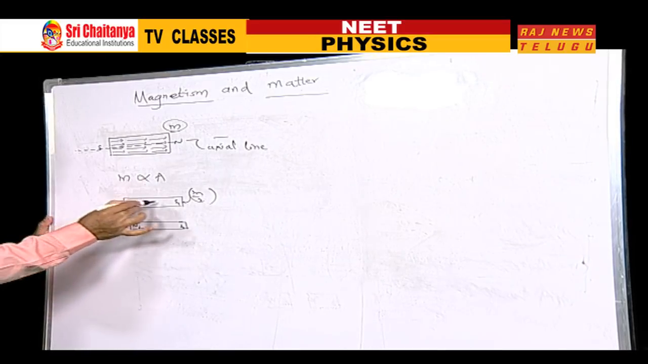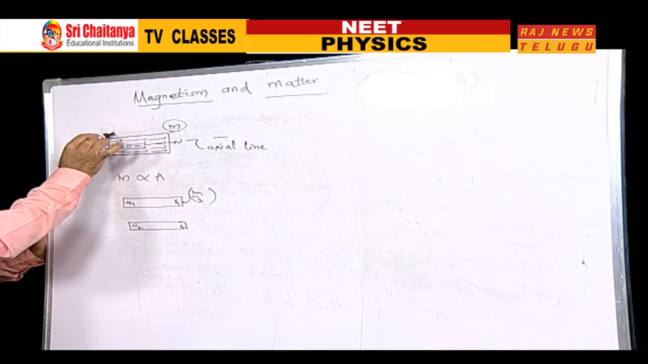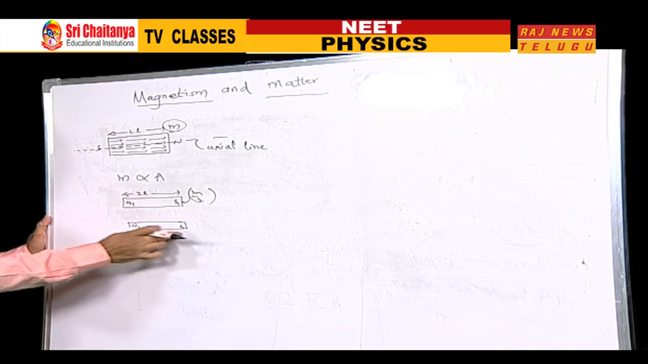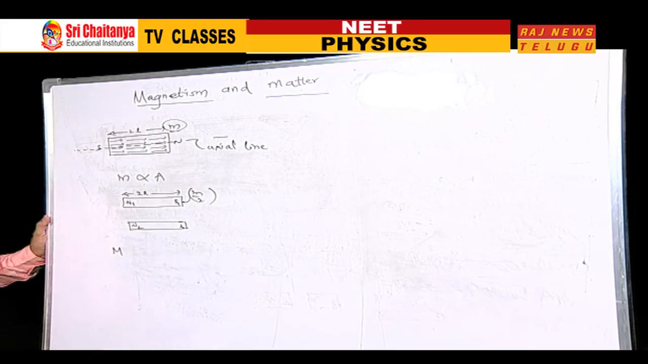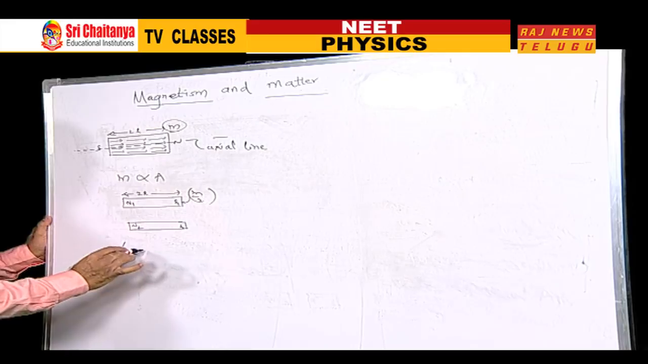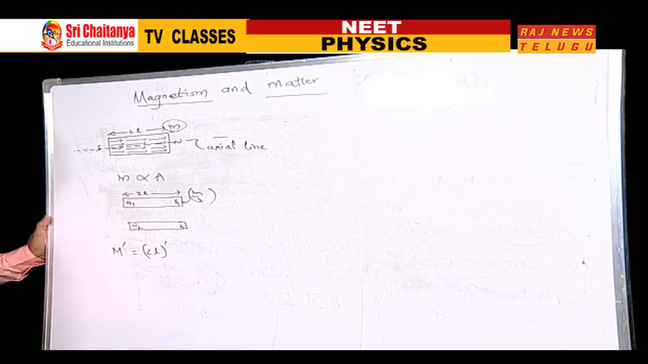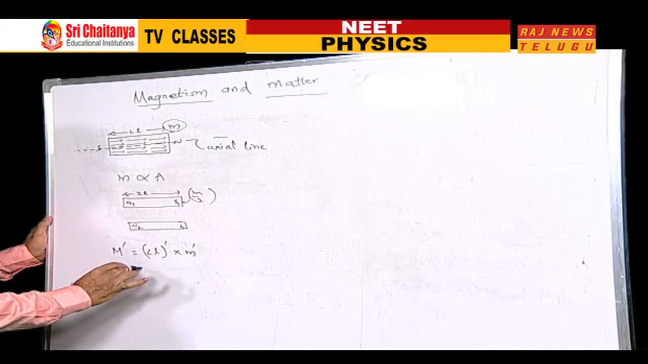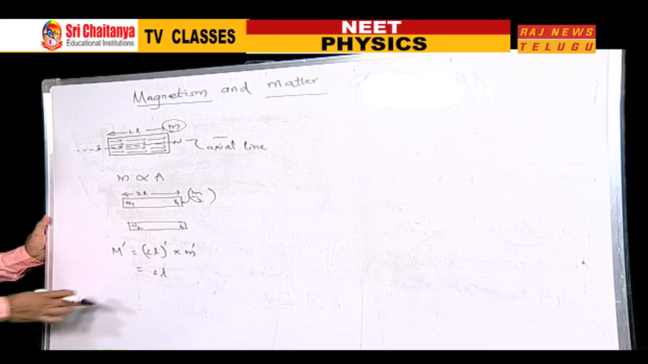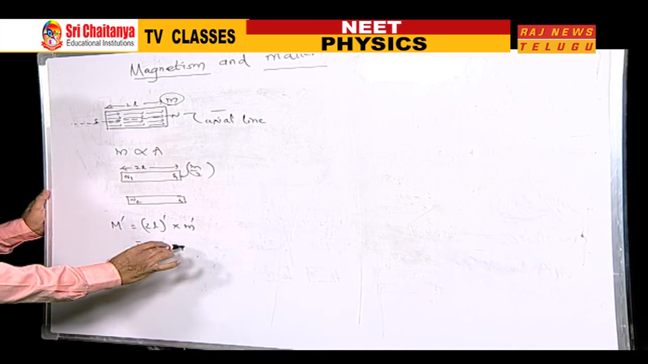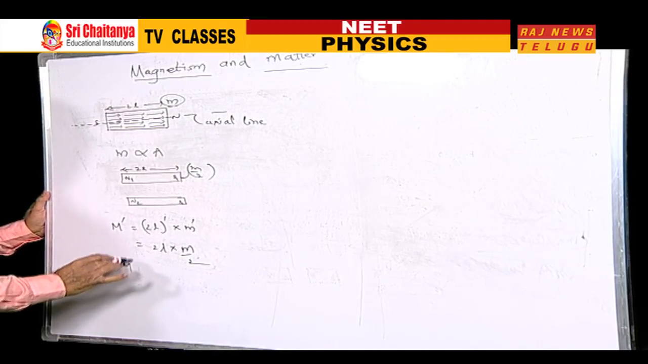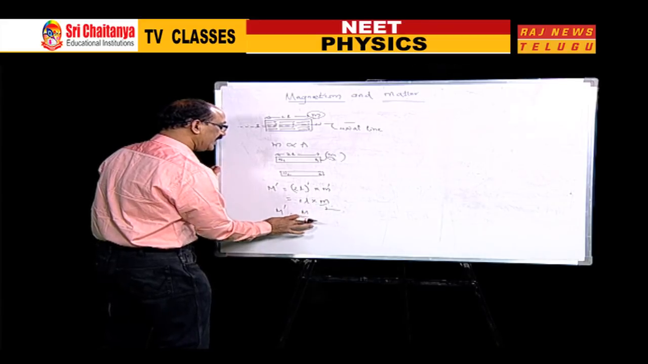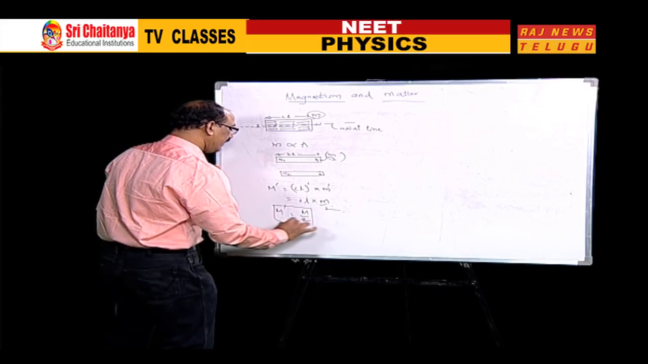And the magnetic length, the distance between the north and south poles, would remain the same as 2L in this case, even for this piece. Therefore, the magnetic moment of each piece, if I call it M dash, is the product of the new magnetic length, 2L prime, and the new pole strength, M prime. It is 2L because the magnetic length does not change, and the magnetic pole strength becomes halved. Therefore, the magnetic moment of this will be equal to half the magnetic moment of the given bar magnet.